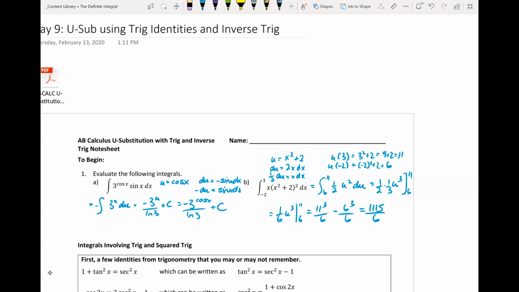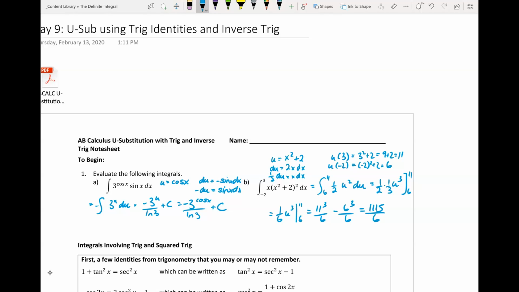For question 1a, we are going to let u be cos x because the derivative of cos x gives us sin x back, but there will be a negative associated with it. All we have to do is move it to the other side with du. Then we're going to replace our cos x with u and our sin x dx with negative du. Then we'll integrate 3 to the power of u, which is negative 3 to the u over ln 3, plus some constant because this is an indefinite integral. Then we're going to plug the u back in and we're done.